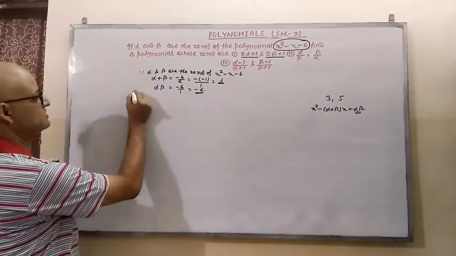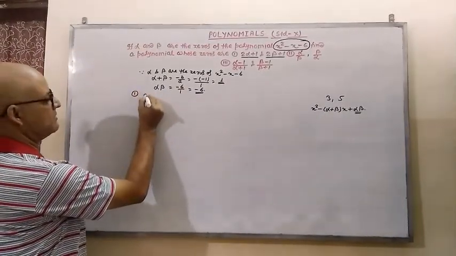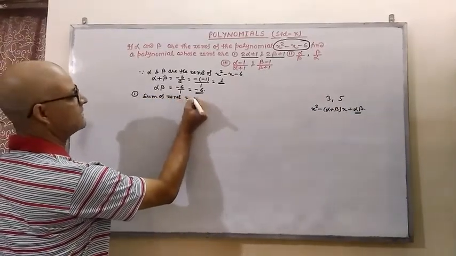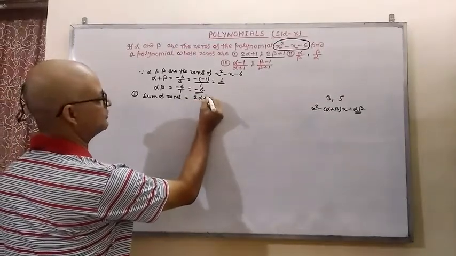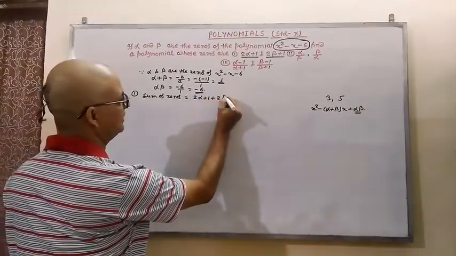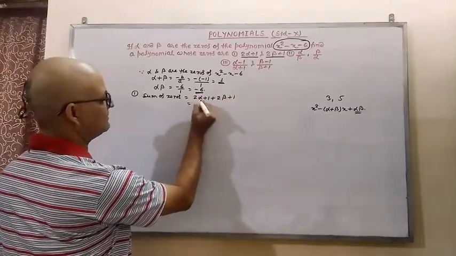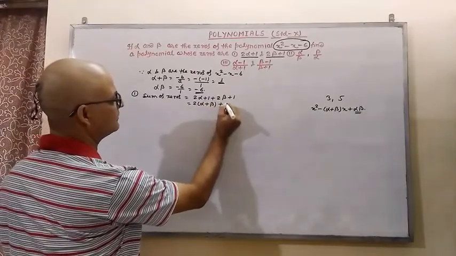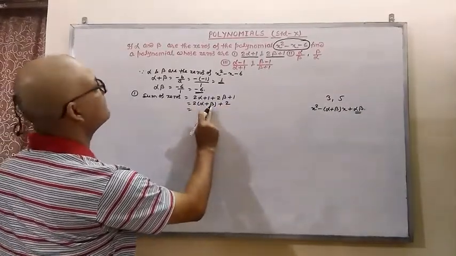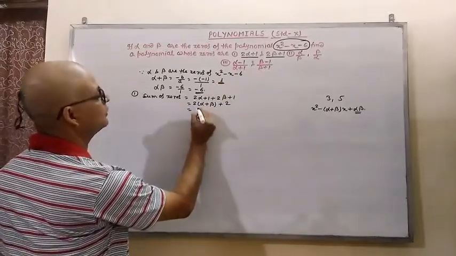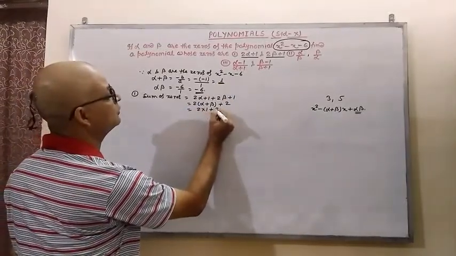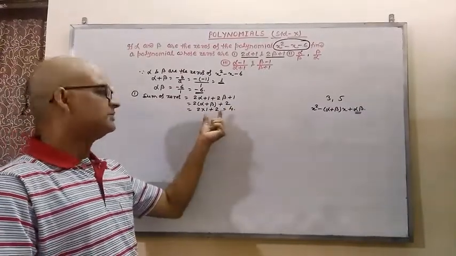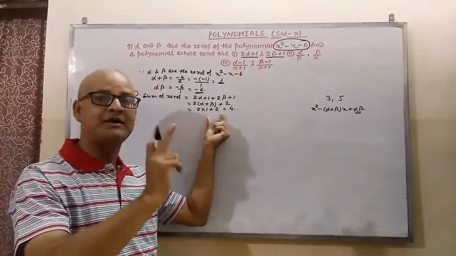Now, first question. Sum of zeros, that means 2 alpha plus 1 plus 2 beta plus 1. Now this can be written as 2 into (alpha plus beta) plus 2. Alpha plus beta, how much? 1. So 2 into 1 plus 2, that is 4. It means now we get the sum of zeros of the required polynomial.